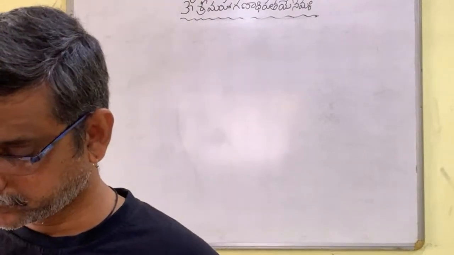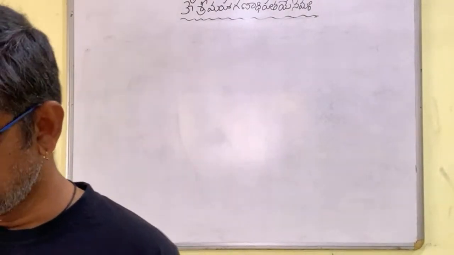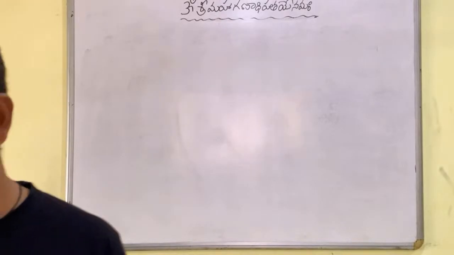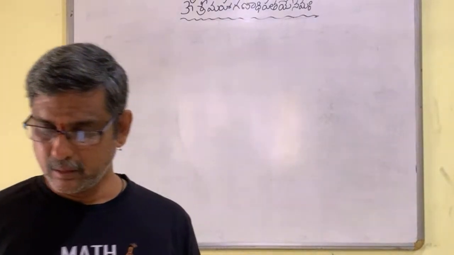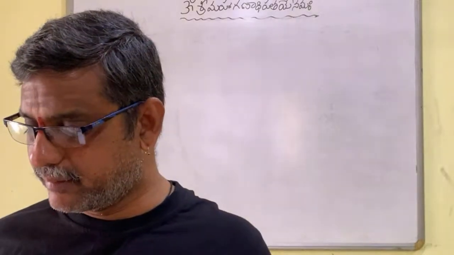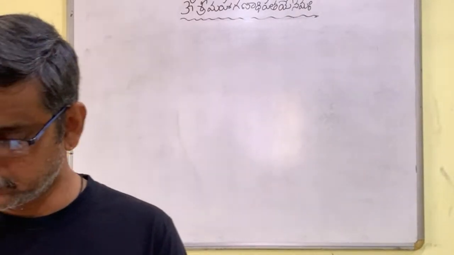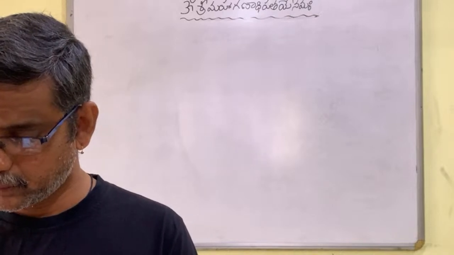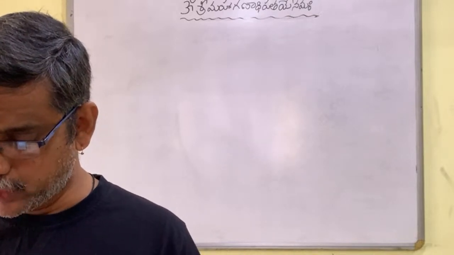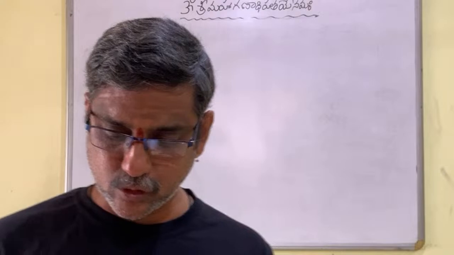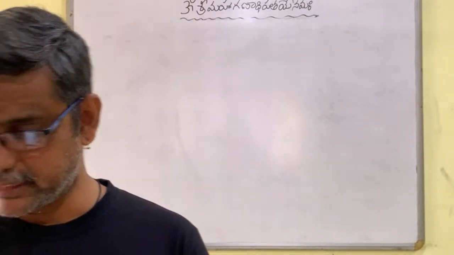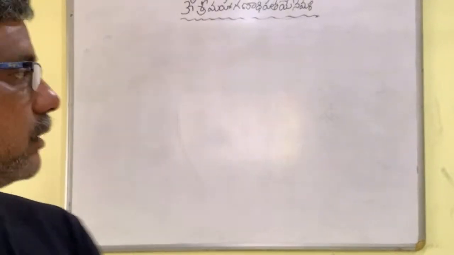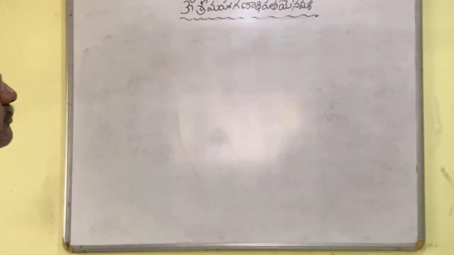Next one. This is also a textbook sum. In the given figure, AB is the diameter of the circle with center O. AQ, BP, PQ are tangents to the circle. Prove that angle POQ is 90 degrees. Textbook problem.